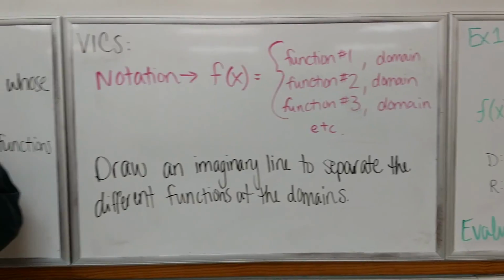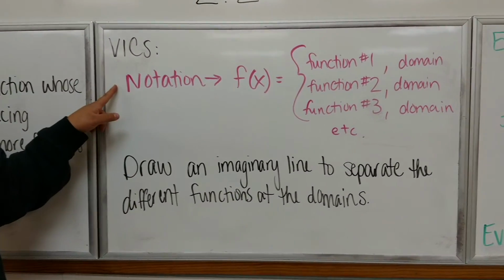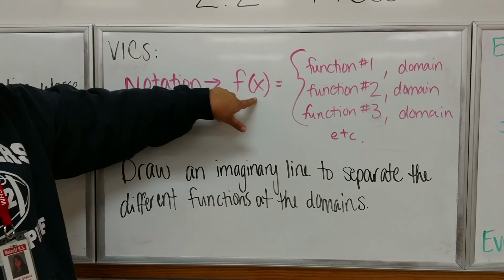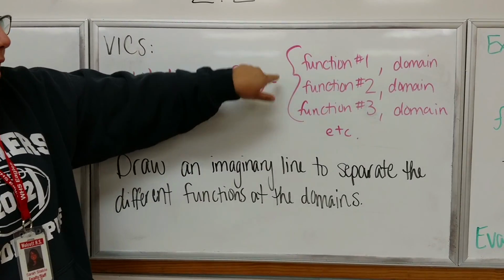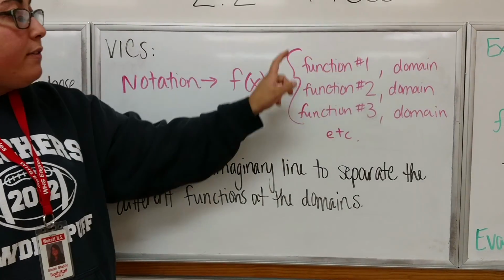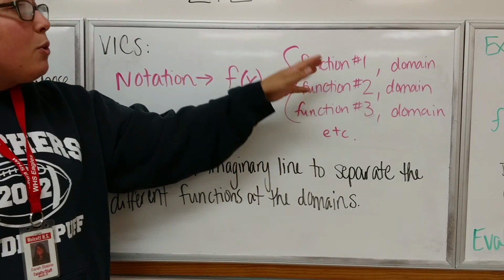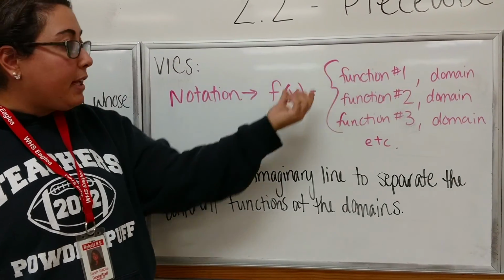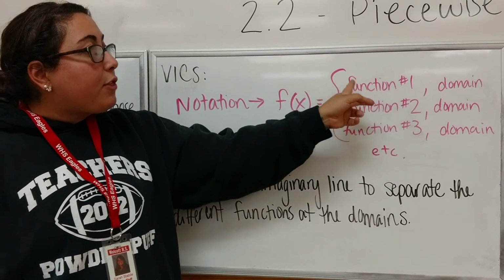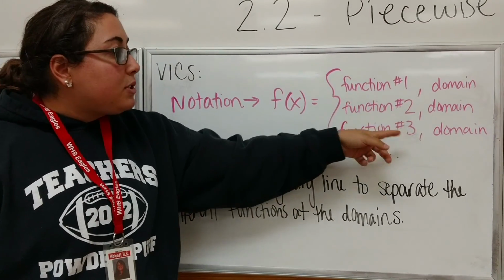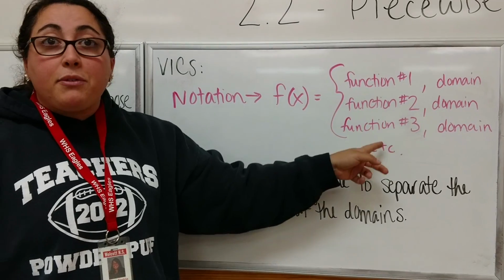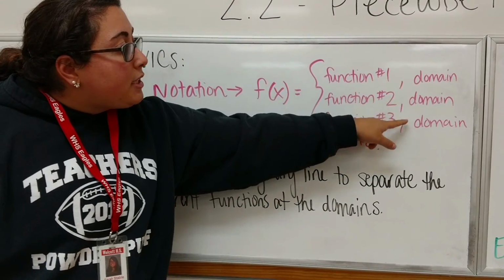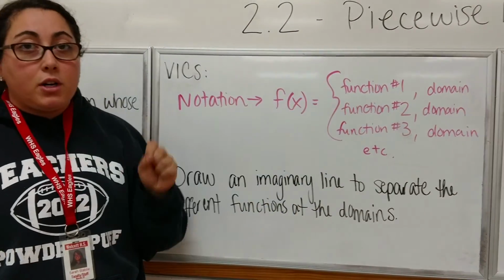As far as your very important concepts go, we have function notation, which is going to be written as this. So f of x is equal to this bracket. And we have function number 1, function number 2, function number 3, which could be like equations of lines. So you might have like y equals mx plus b, but here's our y. So we would just have 3x plus 4, 7x plus 2, might just be a number 4. And each of the domains that go along with that piece of the function.